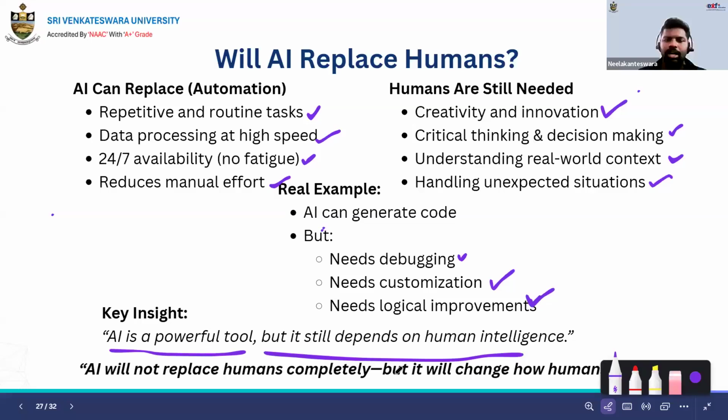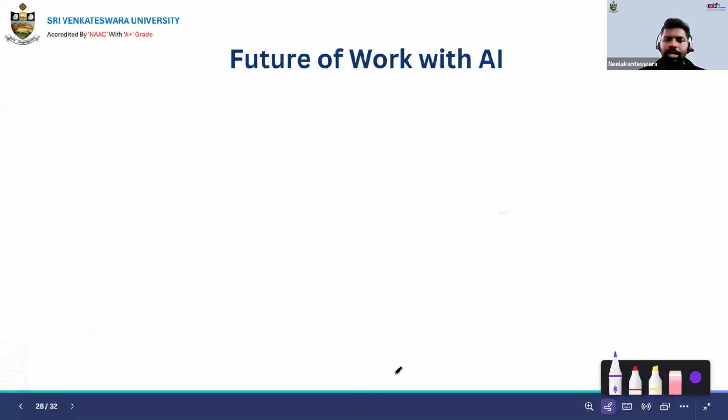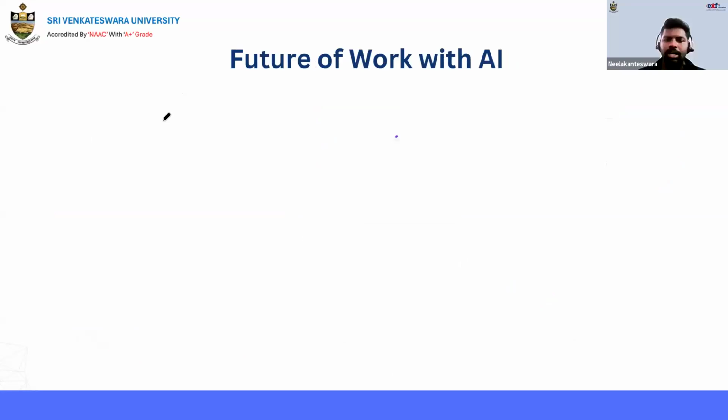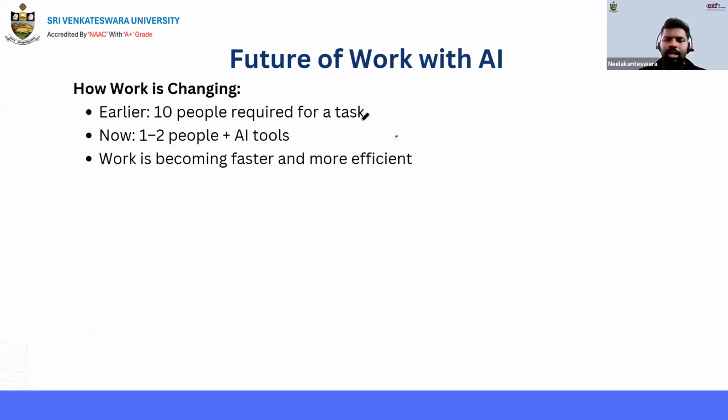Now see here, what is the future of work with AI? That means how we can work with AI and how work is changing. That means how it will not replace but can change the future of work, right? Now we will talk about how it is going to change. Earlier we needed 10 people, now 1 to 2 people plus AI tools is sufficient. One to two people plus AI is completing the same task. At most, you take 2 people and AI tools, faster and more efficient.